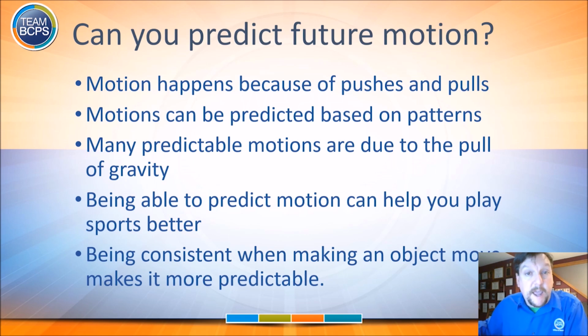So, what have we learned today? Can you predict future motion? We know that motion happens because of pushes and pulls. Motions can be predicted based on patterns. Many predictable motions are due to the pull of gravity. Being able to predict motion can help you play sports better, and being consistent when making an object move makes it more predictable.